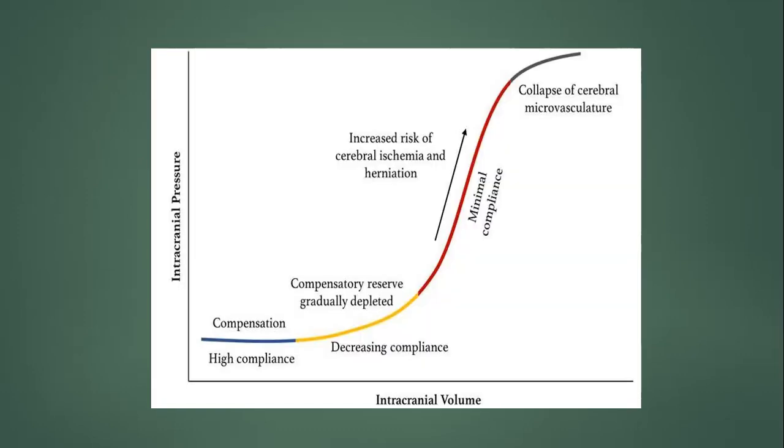This is a slide where you can see intracranial pressure versus intracranial volume. Intracranial volume can be increased, but the intracranial pressure is still maintained initially. But once the compliance is decreased, there will be a sudden shift in the intracranial pressure, and there will be increased risk of cerebral ischemia and herniation. And in the last, there will be complete collapse of cerebral microvasculature, and that will cause brain death.